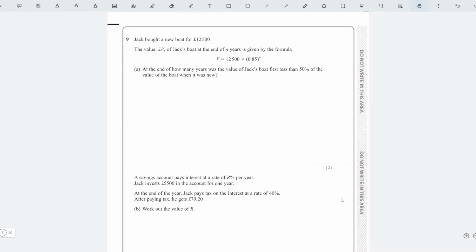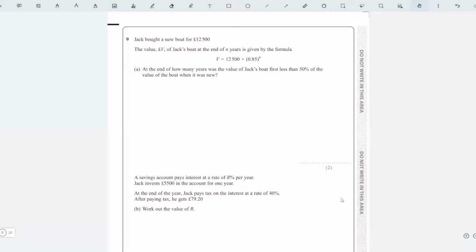Welcome back. Let's have a look at going through the remaining questions of this paper. So question 9 says, Jack bought a new boat for 12,500. The value V of Jack's boat at the end of n years is going to be given by the formula. At the end of how many years was the value of Jack's boat first less than 50% of the value of the boat when it was new?